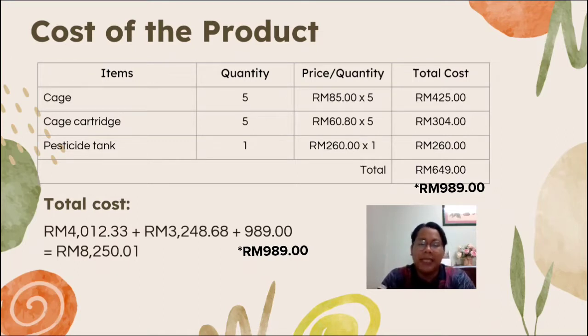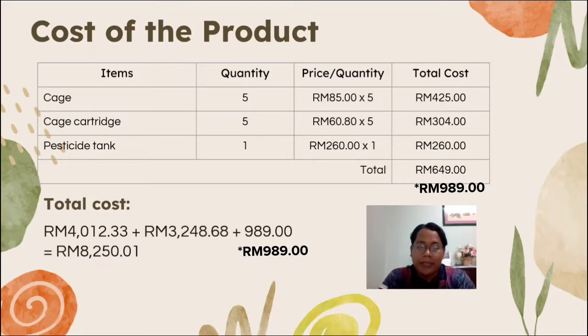The first item is cage. This cage is a handmade cage. It uses liquid silicon as its material to make this cage. It has 5 quantity. So the price per quantity is RM85 multiplied by 5 equal to RM425. The next item is cage cartridge.